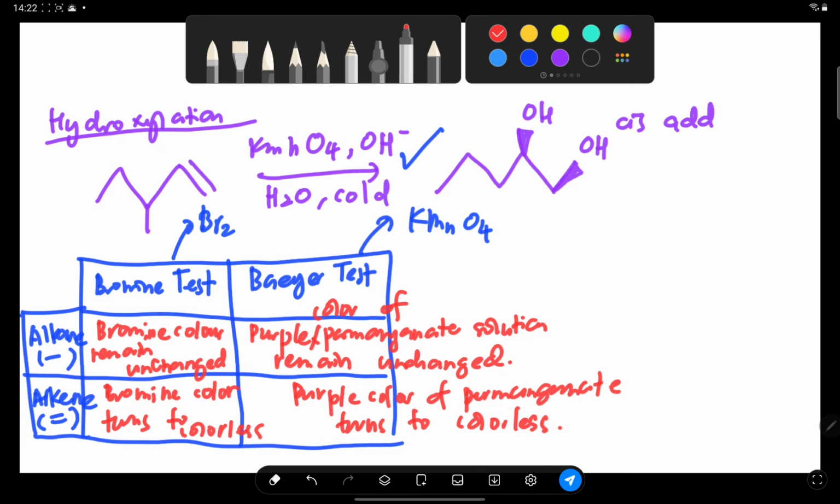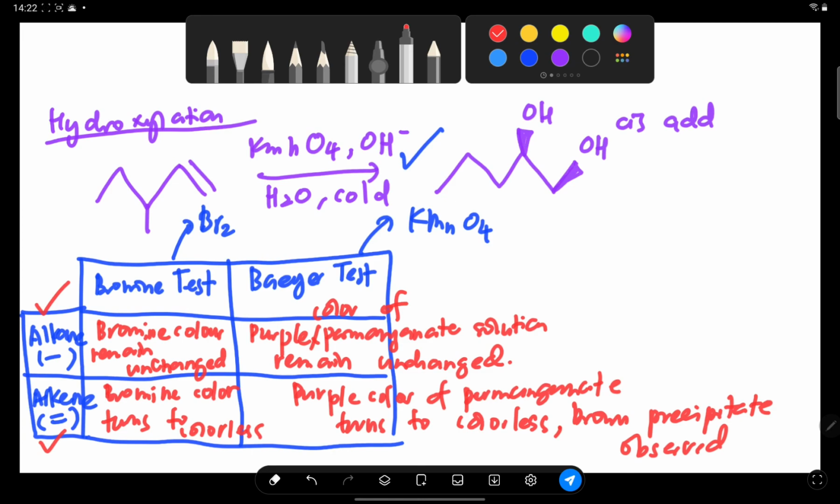Okay, basically these are the two tests. This test is very easy, it turns to colorless, and at the same time a brown precipitate is observed at the bottom of the test tube. So normally you will use the bromine test or Bayer test to differentiate between an alkane and also an alkene.